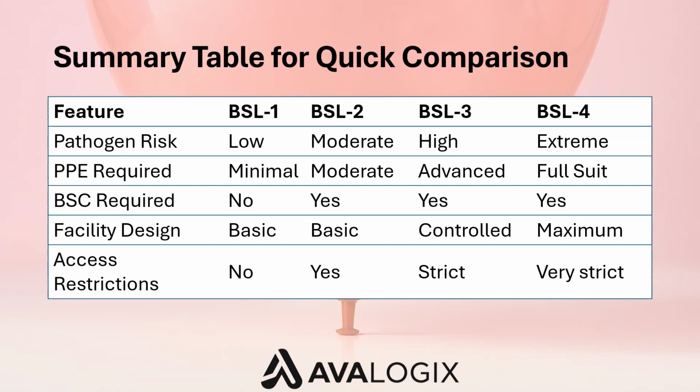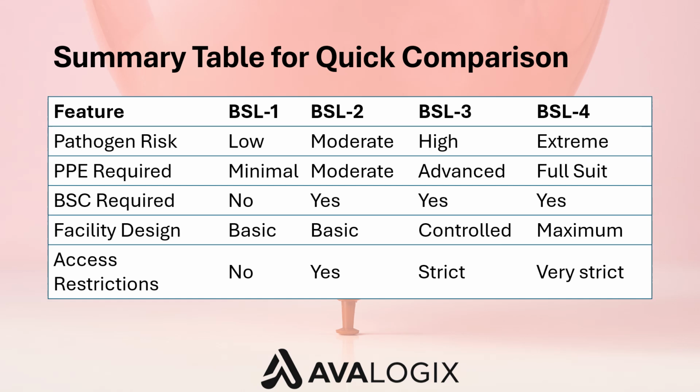Let's take a moment to consolidate what we've discussed so far with this quick reference table. It's helpful to see all 4 BSLs lined up against key operational features. For instance, notice how the pathogen risk increases dramatically from BSL 1 to BSL 4. Similarly, the type of PPE and the need for specific containment infrastructure escalates.